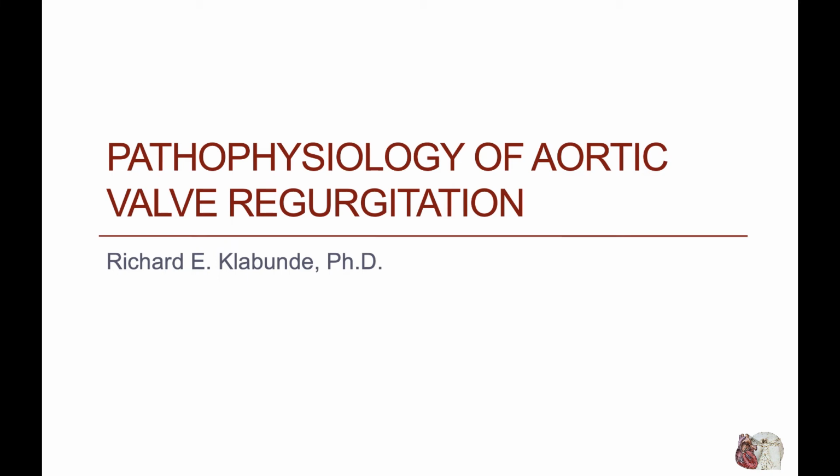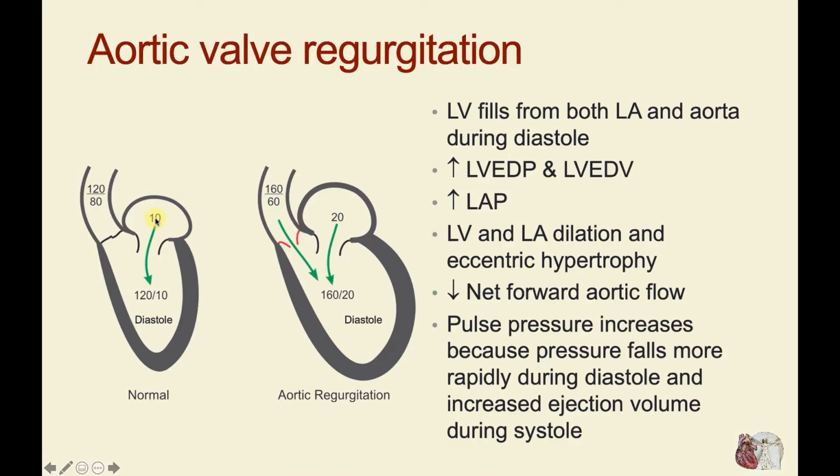This lecture will examine the pathophysiology of aortic valve regurgitation, which is also referred to as aortic valve insufficiency. Normally the heart, the left ventricle, only fills with blood from the left atrium. But when we have aortic valve regurgitation, which means that blood is able to now flow backwards from the aorta across the valve and into the ventricle, we now have the ventricle filling from two different routes, from the normal left atrial route, but also from the aorta.